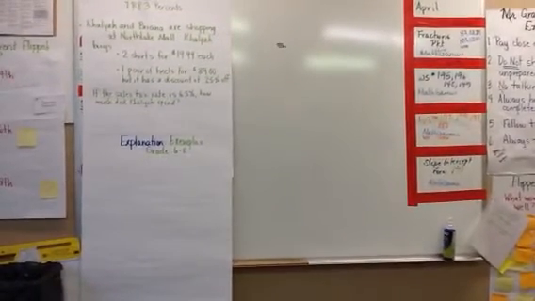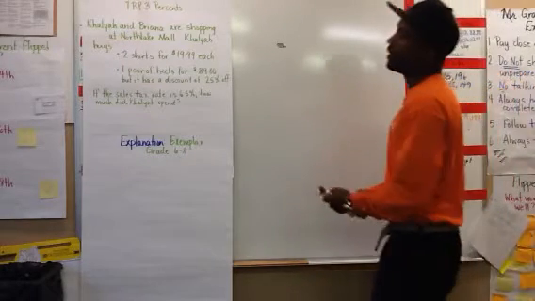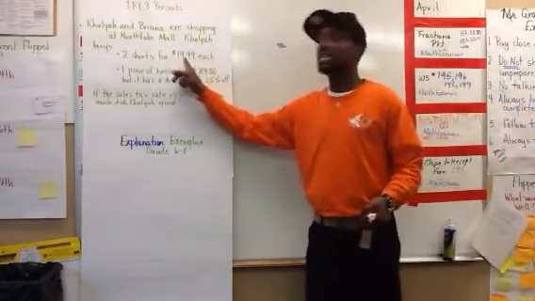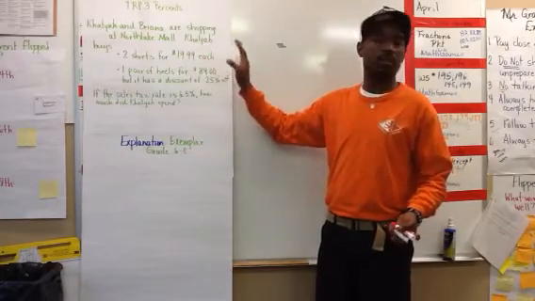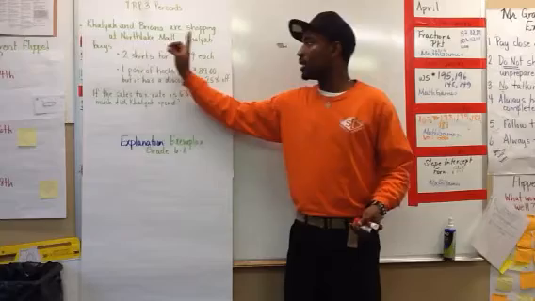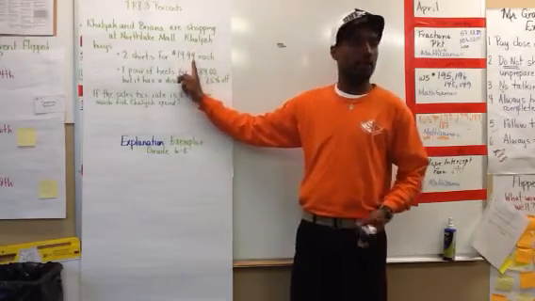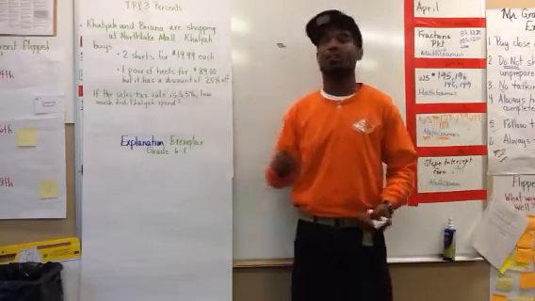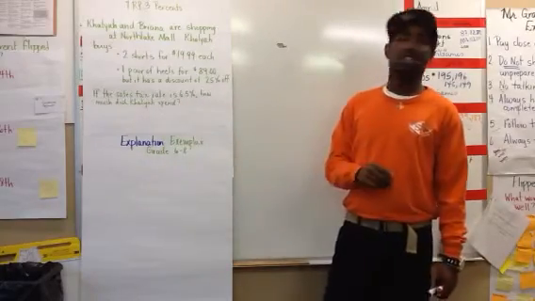All right, here goes some additional assistance with percent problems. Kalia and Brianna are shopping at North Lake Mall. Kalia buys 2 shirts for $19.99 each. So when we see the word each, we know we've got to acknowledge that one shirt is $19.99. So she bought 2 of them, so we know we've got to double this in the end. 1 pair of heels for $89, but it has a discount of 25%. If the sales tax rate is 6.5%, how much did Kalia spend?